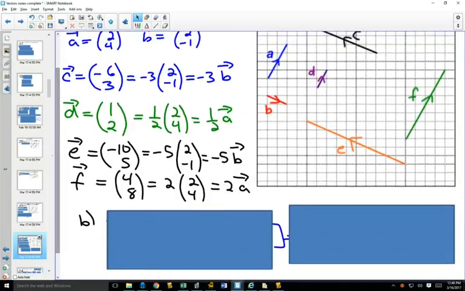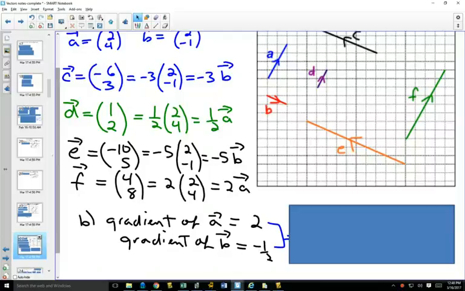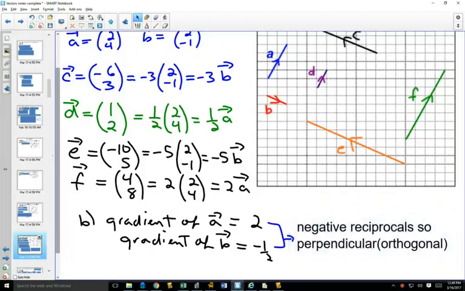How are A and B related? Well, the slope of A is 2 over 1. The slope of B is negative 1 over 2. These are negative reciprocals. And we get to learn a new word for perpendicular: orthogonal, right? Because it kind of rhymes? No. Okay.